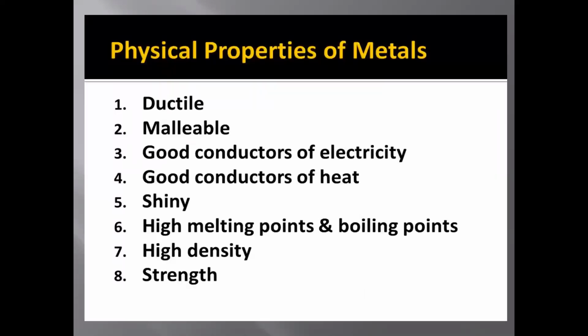Next, here are some of the properties of metals. What are those? Let us see. First of all, metals are ductile, malleable, good conductors of electricity, good conductors of heat. They are shiny with high melting and boiling point, and also the density is high along with the strength too. Now all these characteristics which I have written down over here as different points, I will explain to you one by one. So let us begin.